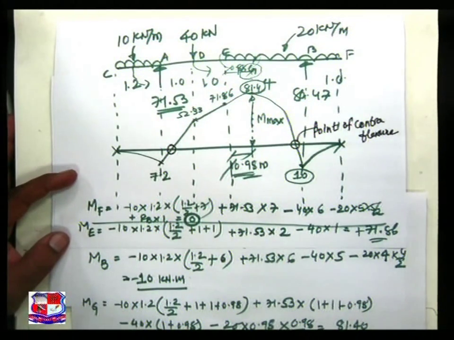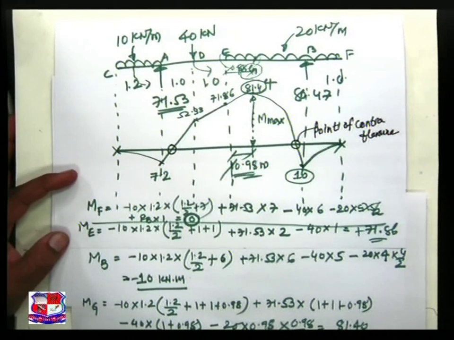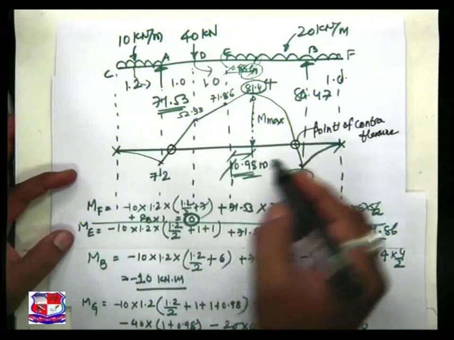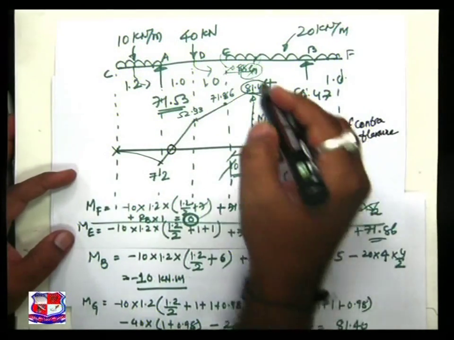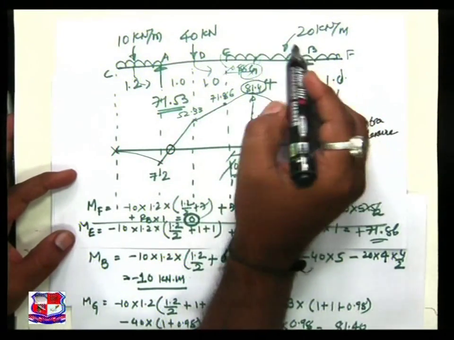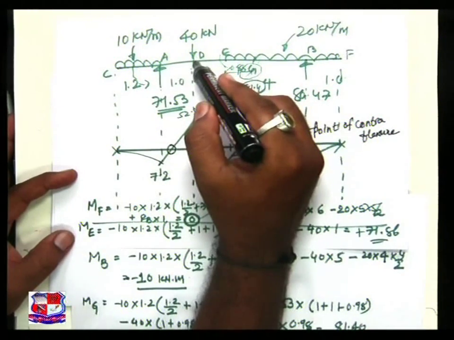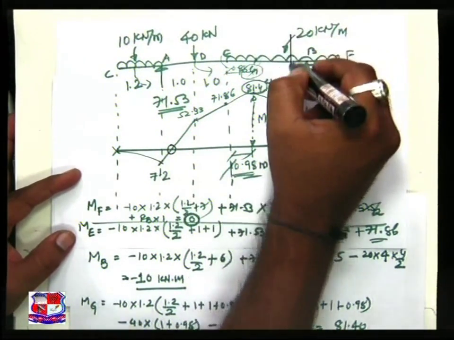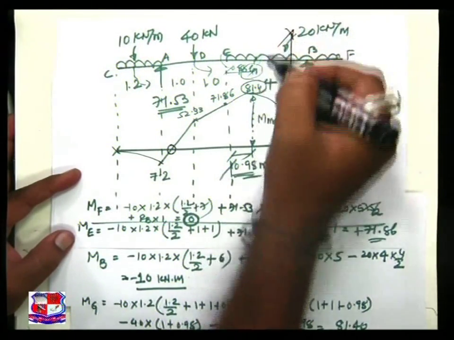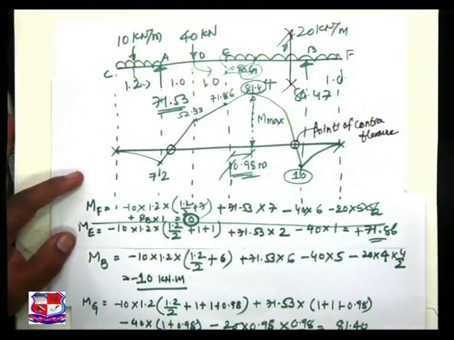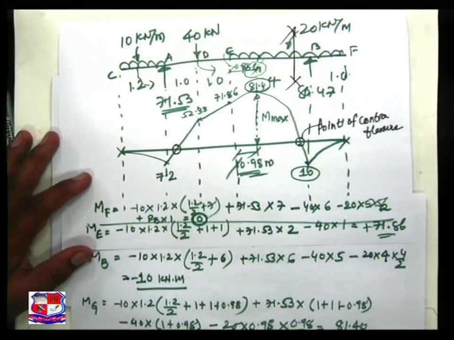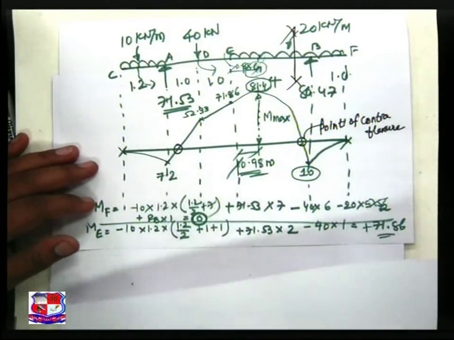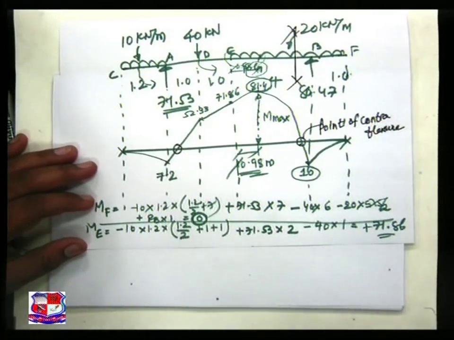How to find them out? The first important visualization you have to take care of is that my point of contraflexure occurs between E and B as well as between A and D. So let us take a section between E and B, section XX, and let us generate the equation of bending moment for the same. So let us perform that over here right now.